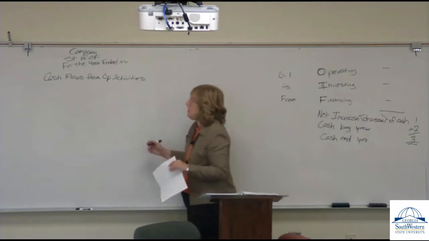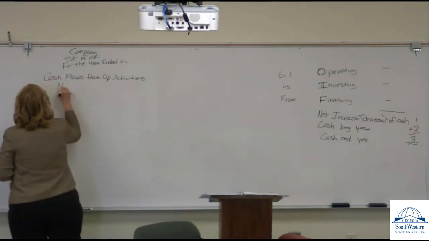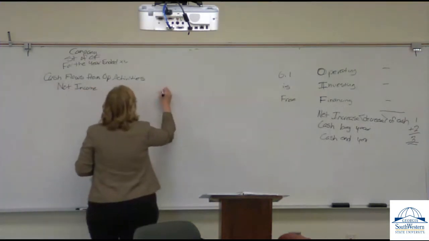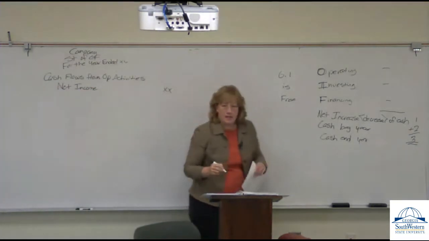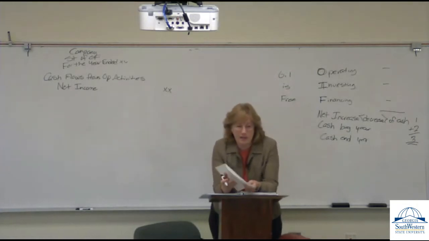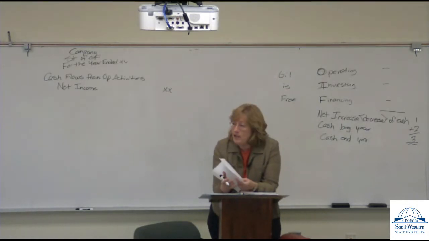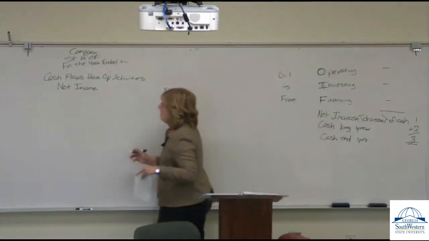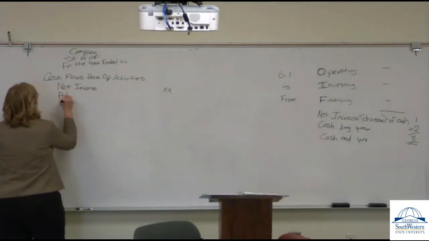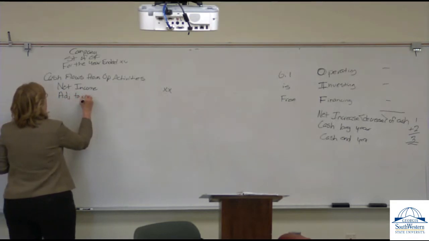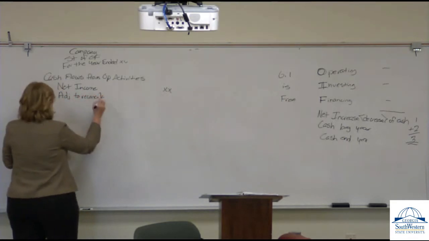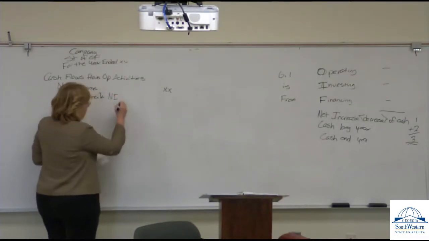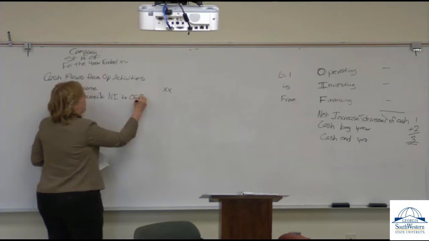The first thing in this section is net income. So for this number, you're just going to look on the income statement and find out what net income is and plop it down there, okay? This comes straight from the income statement. Okay, so the next section is adjustments to reconcile net income to cash flows from operating activities.